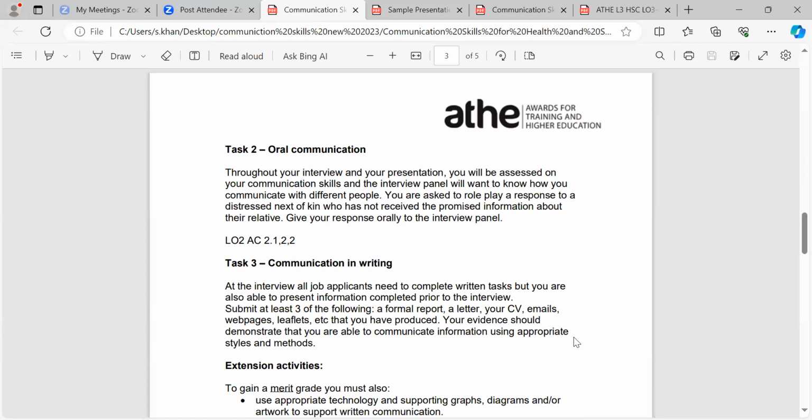Task 2. Can you hear that? We're on task 2 now, yeah?